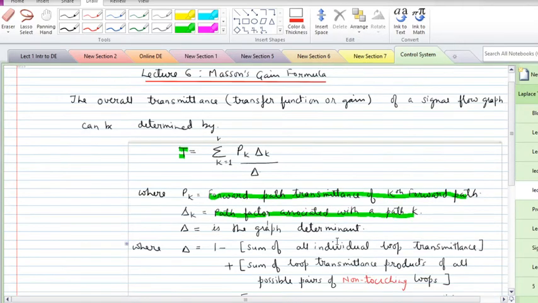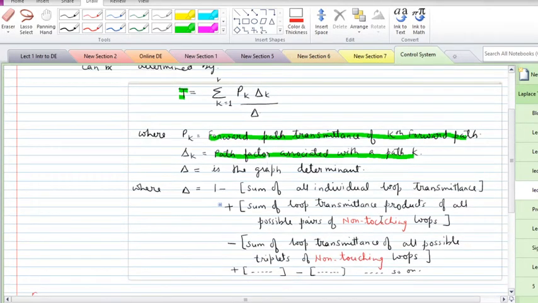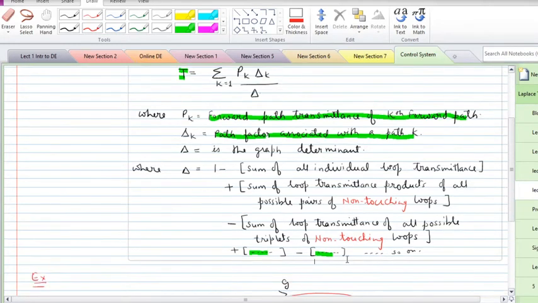Delta is the graph determinant, where delta is calculated like this: 1 minus the sum of all individual loop transmittances, plus the sum of loop transmittance products of all possible pairs of non-touching loops, minus the sum of loop transmittance products of all possible triplets of non-touching loops, and so on. In this way, we can use this formula to find the overall transfer function or gain of a signal flow graph.